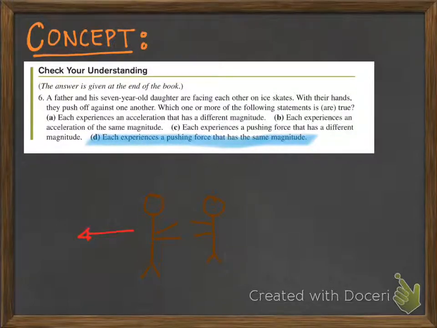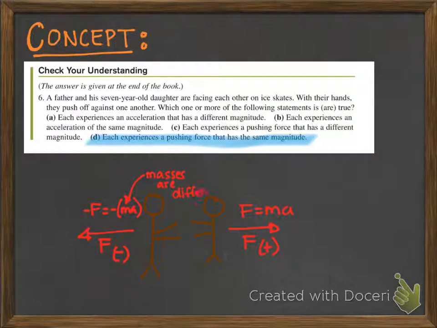And we'll figure out A and B through drawing. So we have the father and his daughter ice skating. We know that the forces are equal but opposite direction. But we know that the masses are different, so their accelerations technically have to be different as well. So A is correct.